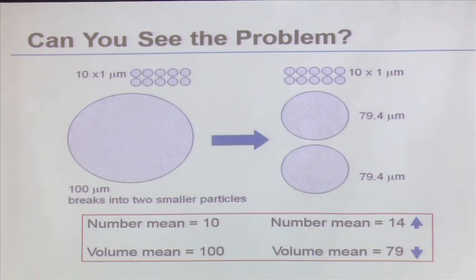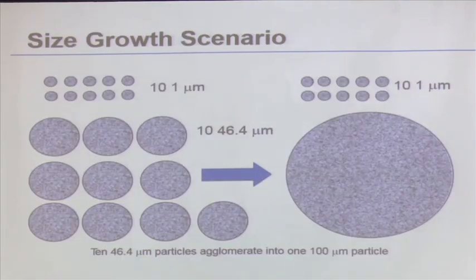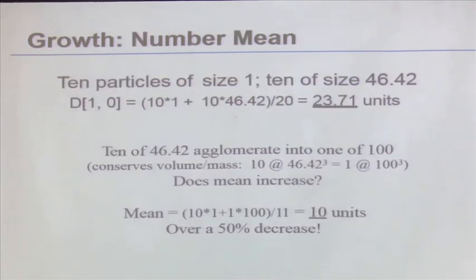Now, let me show you the same example if I go for size enlargement. You say that there is a size growth scenario. I have got 10 of 1 micron particle and I have got 10 of 46.4 micron particle. Okay. So, I have made them together to have a bigger size. This 10 of 1 micron particle remains identical. Now, see what happens to the volume mean and number mean in this scenario. There is a size growth scenario.